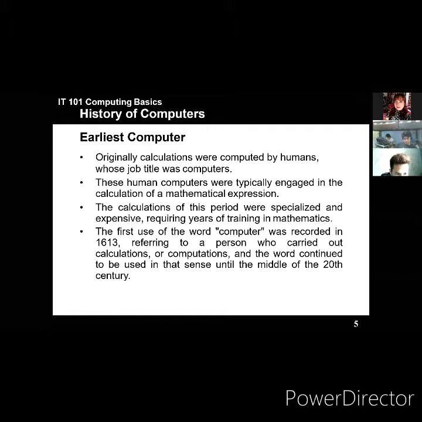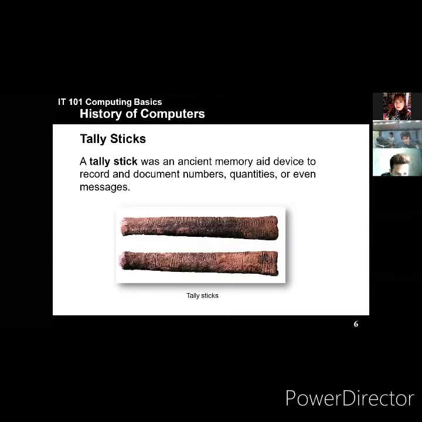The first use of the word computer was recorded in 1613, referring to a person who carried out calculations or computations, and the word continued to be used in that sense until the middle of the 20th century. Ayan, the first one is the tally stick. The tally stick was an ancient memory aid device to record and document numbers, quantities, or even messages.